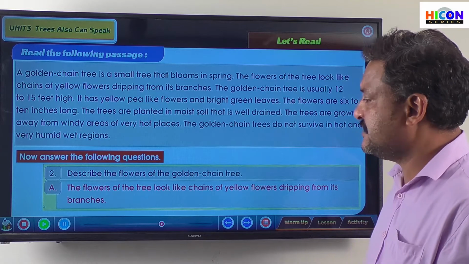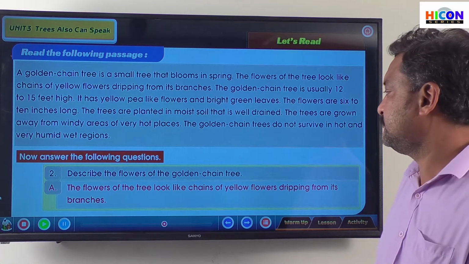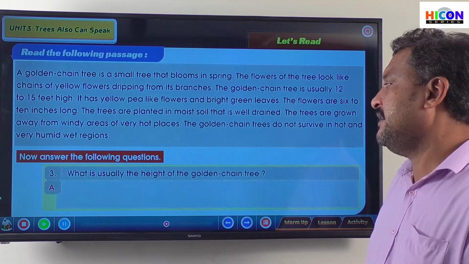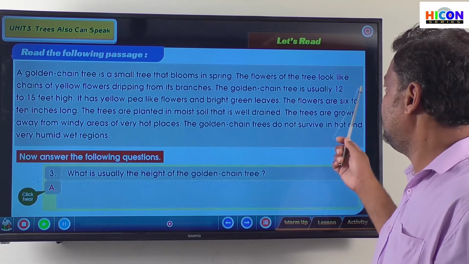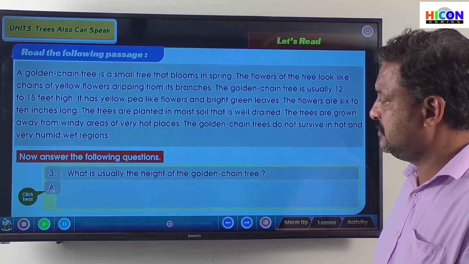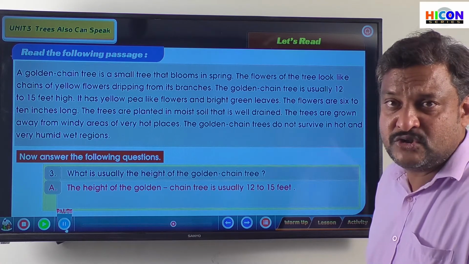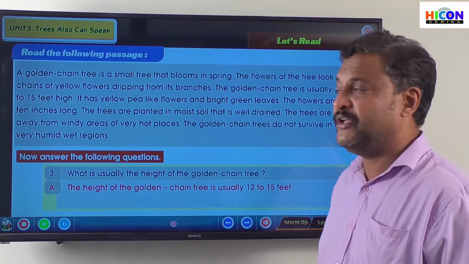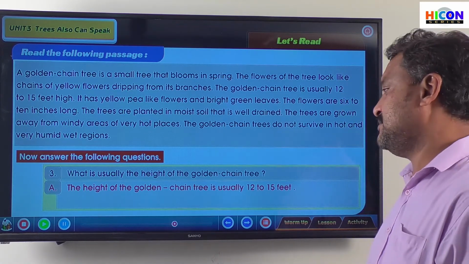Yes. The next question, the third one. What is usually the height of the golden chain tree? We have seen it here, no? Yes, the usual height of the golden chain tree is 12 to 15 feet.